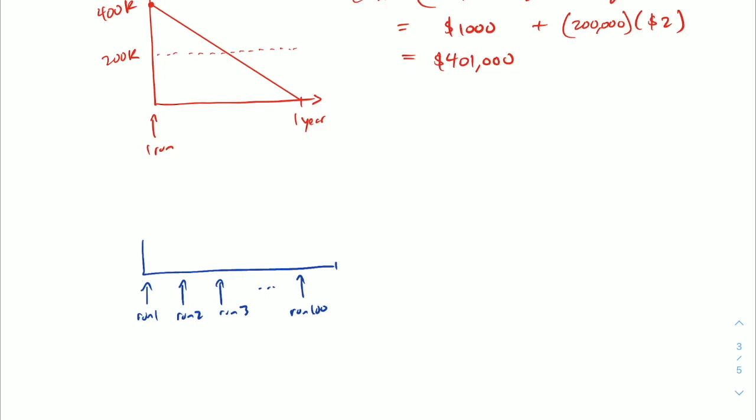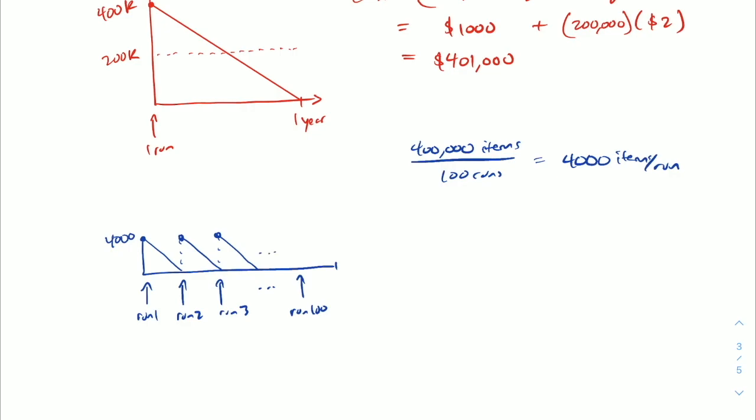If there are 400,000 items and we're doing 100 runs, we're going to have 4,000 items per run. And so after my first run, I'm going to have 4,000 items, and it's going to go down over time to my second run, and then back up to 4,000, down, back up to 4,000, down, continuing on in this sawtooth pattern till we get to the last run, and then down, and this is 1 year.